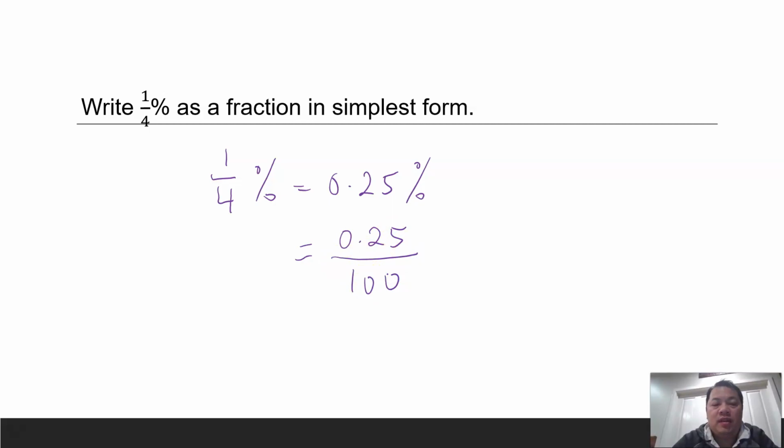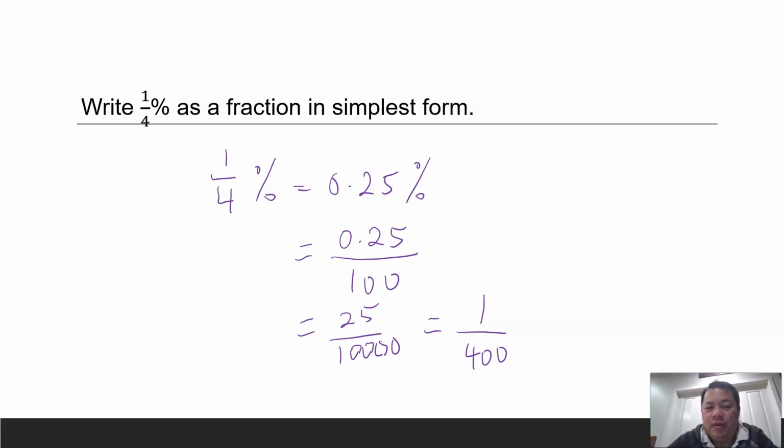Okay, but since this is a decimal, I've got to move 2 decimal places forward. So I get 25 out of 10,000. Okay, 25 out of 10,000. So if you want to simplify further, both numbers divided by 25, you get 1 and 400. So it's 1 out of 400.